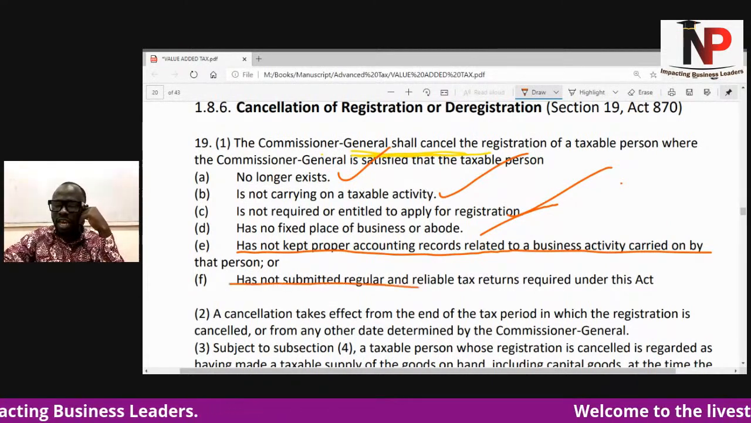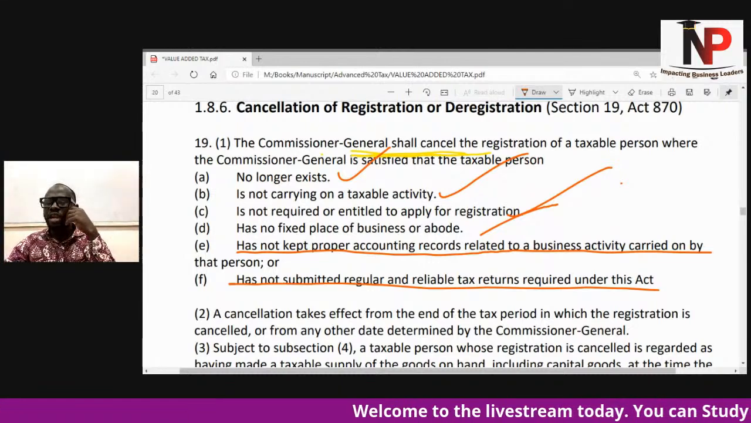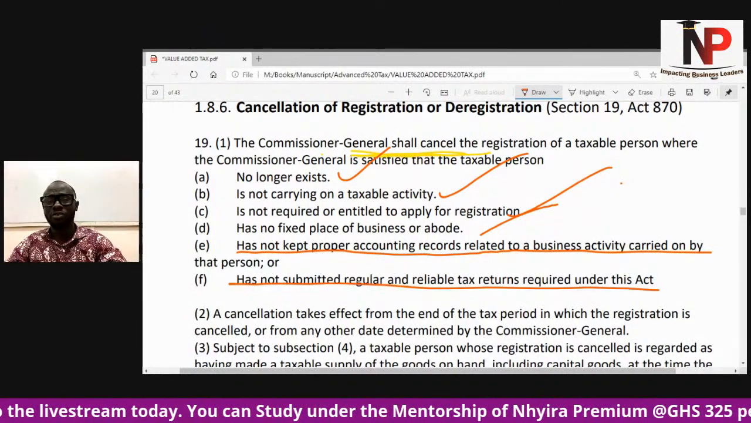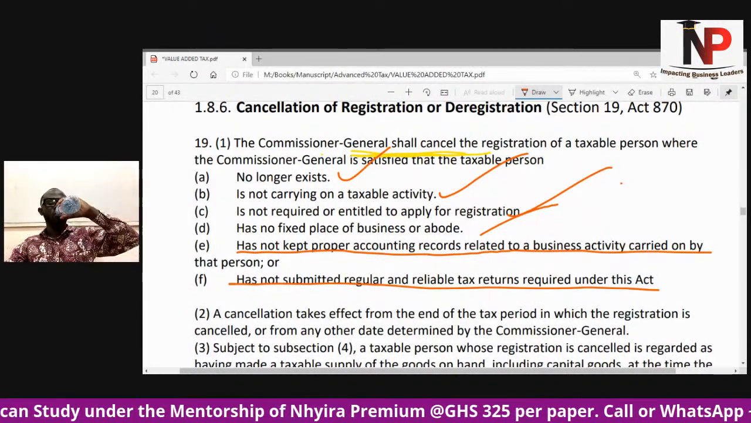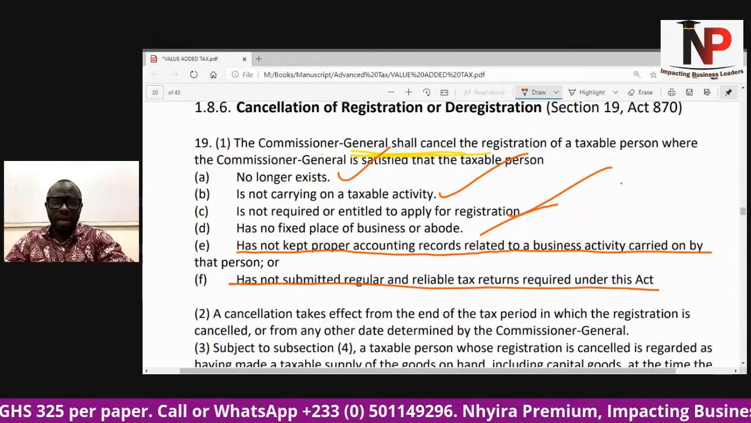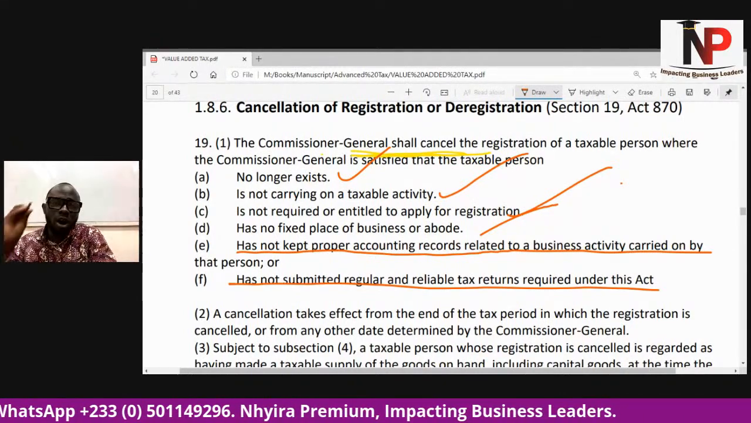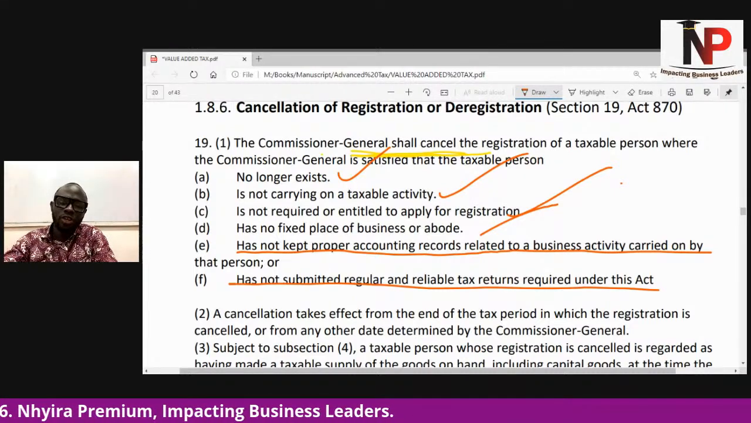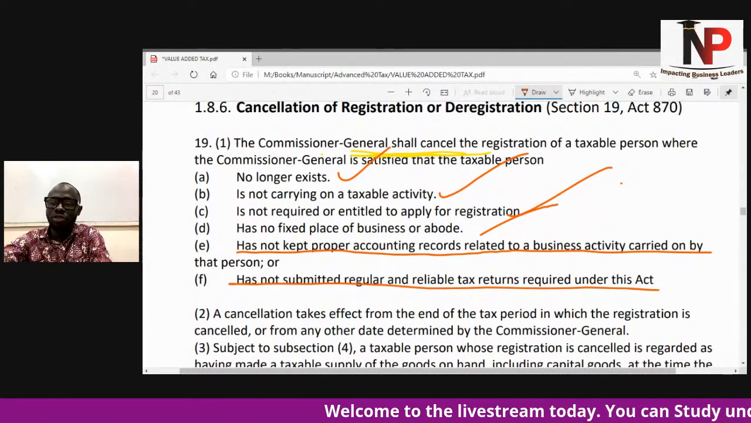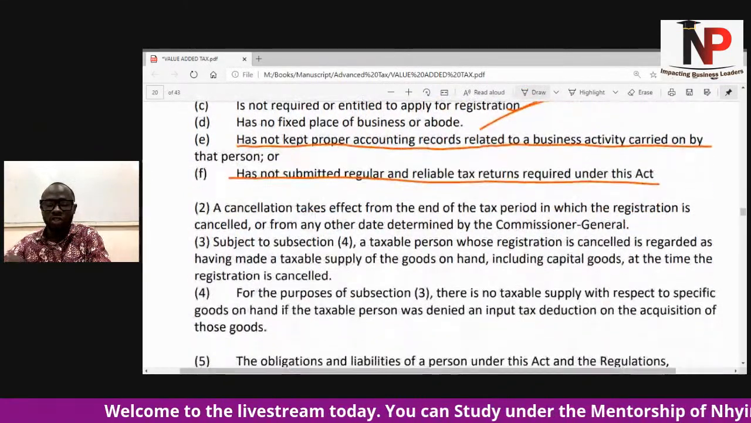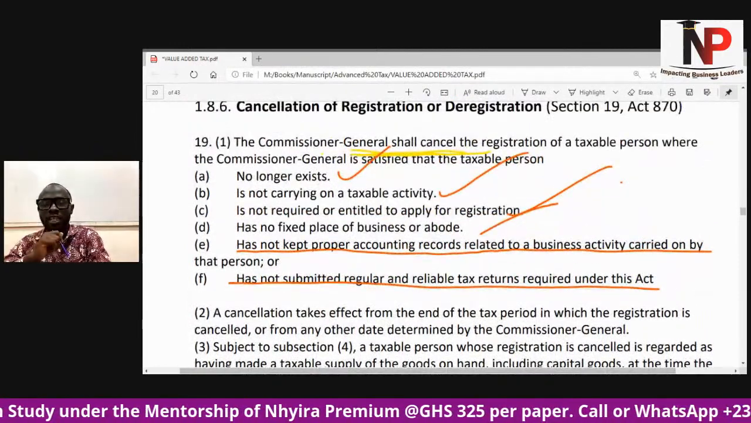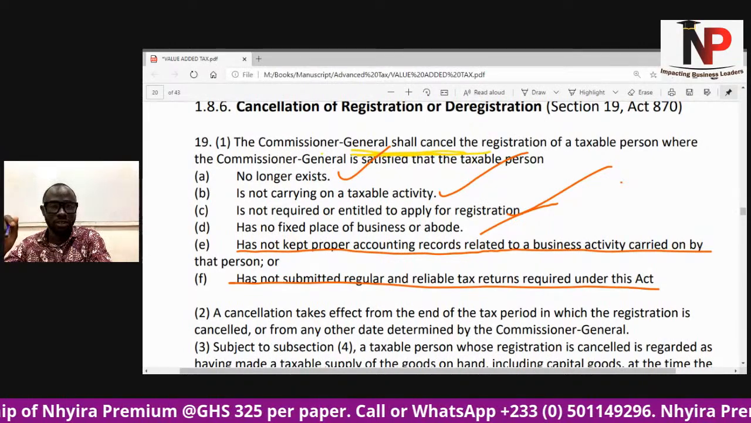And definitely the last one here is, has not submitted regular and reliable tax returns required under this Act. So definitely you are supposed to submit tax returns, but for some reason, it hasn't been regular or reliable as per the understanding of the Commissioner General. For that reason, your registration is going to be cancelled in that case. So that is what you need to understand when it comes to cancellation of registration. Can it be cancelled? Yes. And these are some of the circumstances under which a taxable person's registration for VAT can be cancelled.